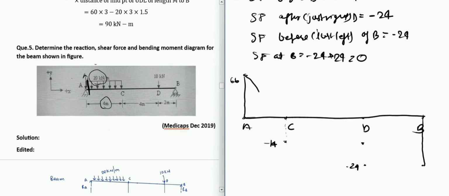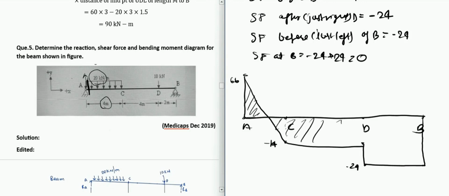So as you can see, there will be an inclined line between A and C because of the UDL, and there will be a constant line between C and D because there is no load between this and this. So this is how you can make the shear force diagram.